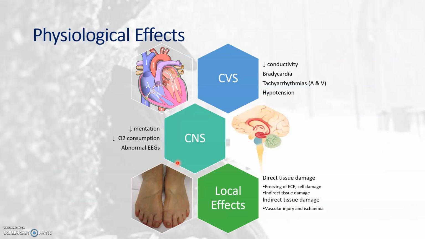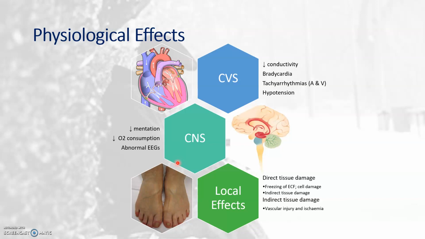The cooling of the body tends to affect all the systems, but some of the more profound effects are seen in the cardiovascular, central nervous system, and of course we need to consider the local effects as well. So in all cells, hypothermia causes decreased metabolic activity.